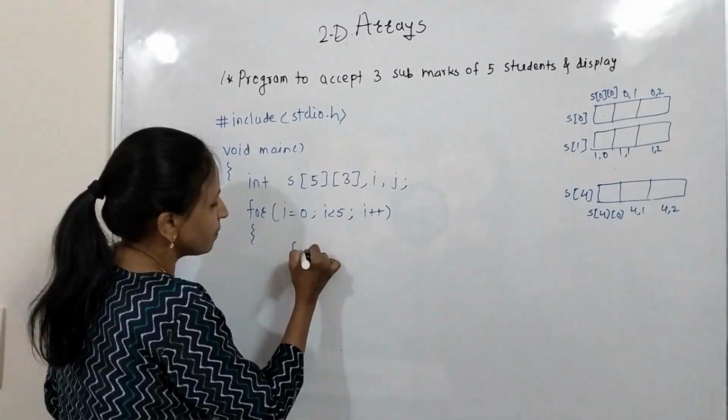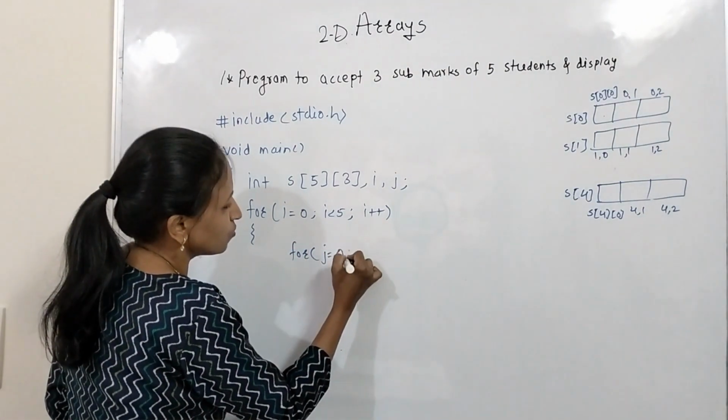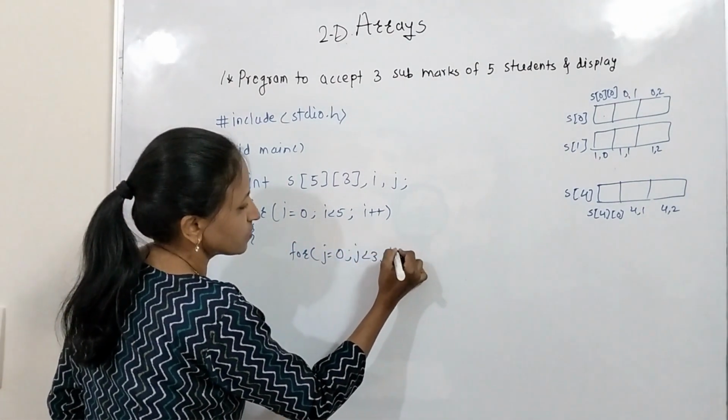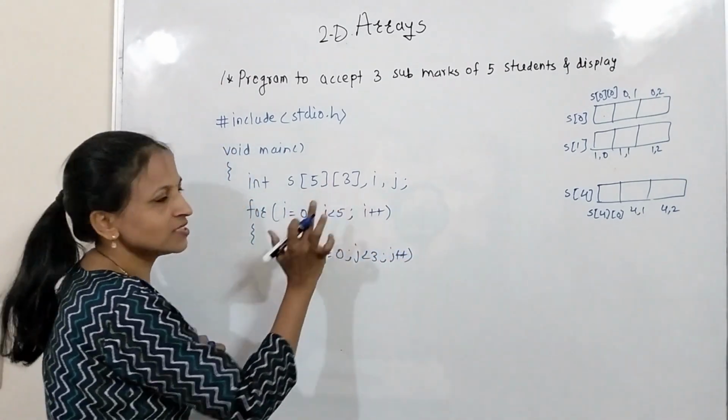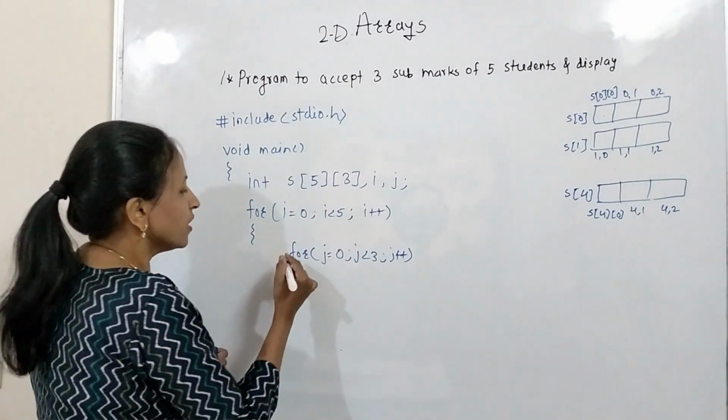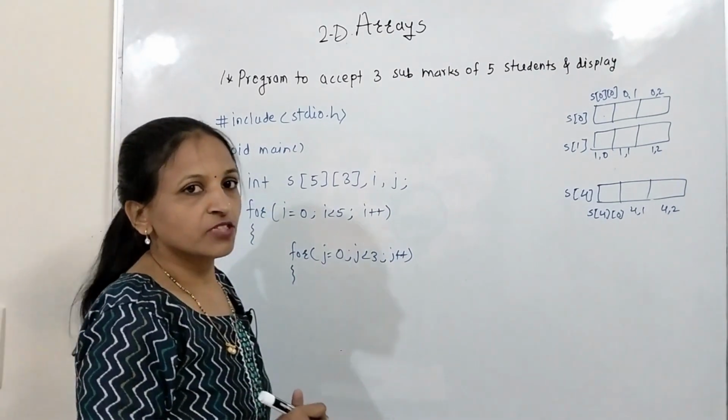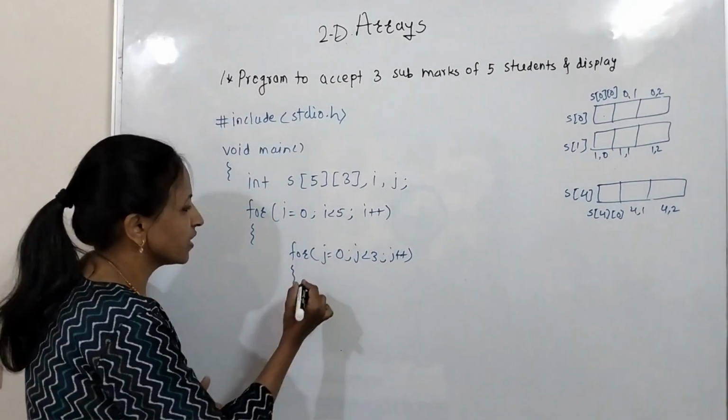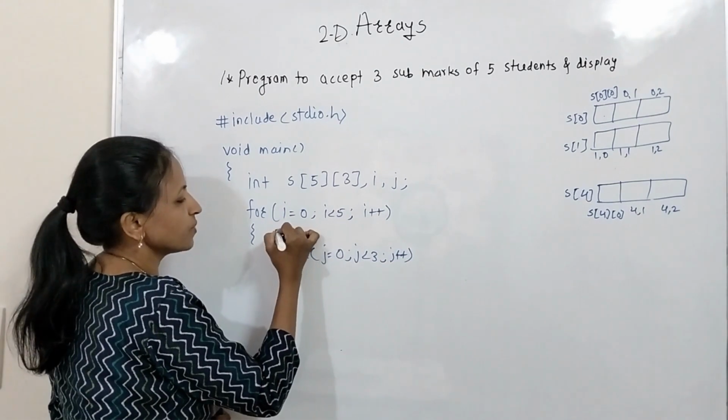And for that we will place here for j equals to 0, j less than 3, j plus plus, because column size and row size is fixed. Okay, now here how to access individual element? Now see, in this way we can access.